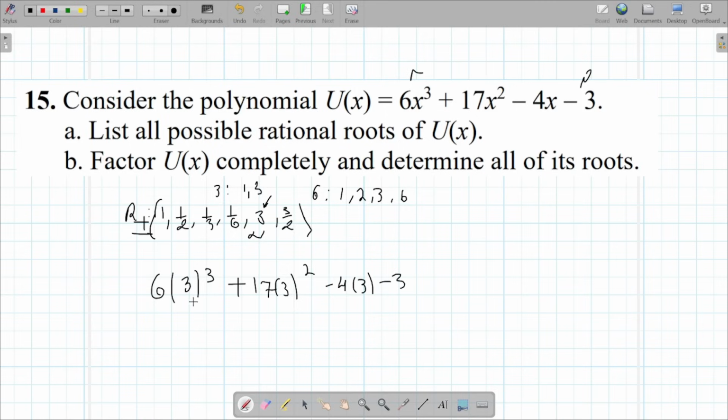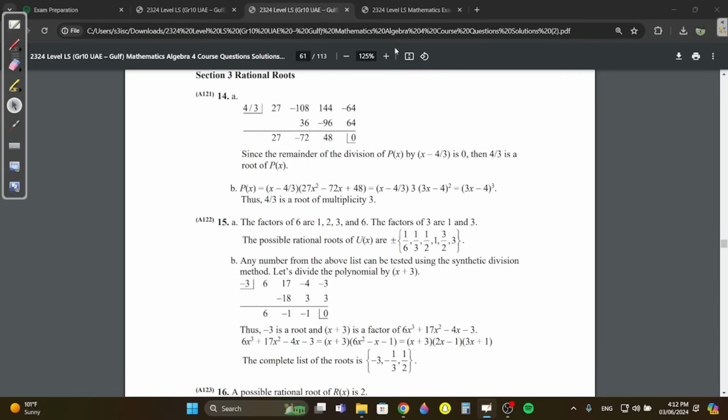Let's see. 3 to the power of 3 is 27. 27 times 6 is 162. Plus 17 times 9, because 3 squared is 9. 17 times 9 is 153. Okay, minus 4 times 3, which is minus 12. And I'm 100% sure I did something wrong. I don't think 3 is a root.